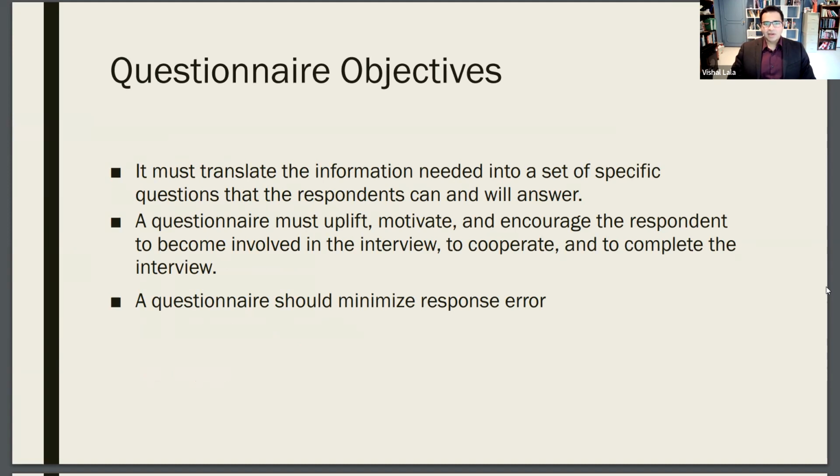This part is hard, but nobody wakes up in the morning wanting to complete a questionnaire. So a questionnaire must attempt to uplift, motivate, and encourage the respondent to become involved in the interview, to cooperate, and to complete the questionnaire. To the extent possible, the questionnaire doesn't have to entertain the respondent, but at least draw their interest and keep them on task from the start to the end.